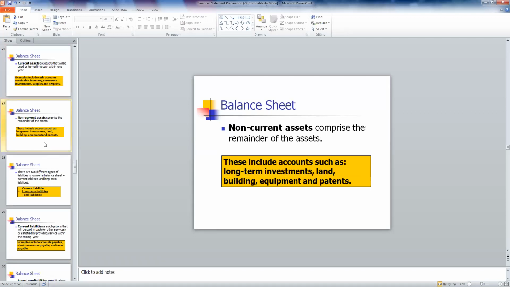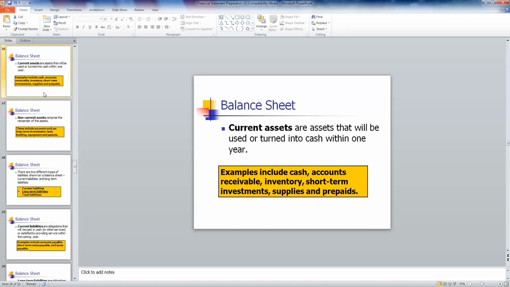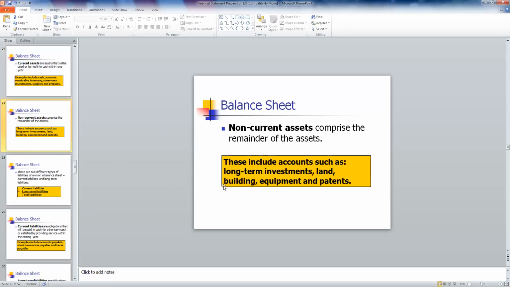So current assets turn to cash within one year: cash, accounts receivable, inventory. And non-current assets are things that we expect to use for more than a year: land, buildings, equipment, and some intangible assets like patents or copyrights.